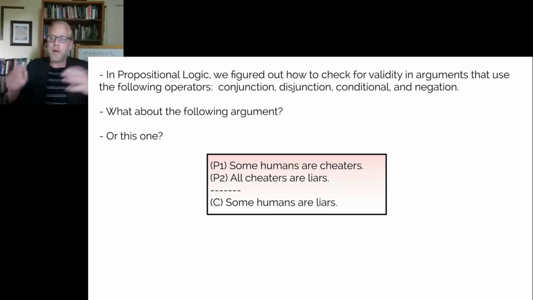With some, all, and none, you can create these kinds of categorical arguments, and we use categorical logic to determine validity. Right? So that part doesn't change. We're still trying to figure out, is the argument valid? And how can I figure that out? In categorical logic, we figure it out with the circle system.